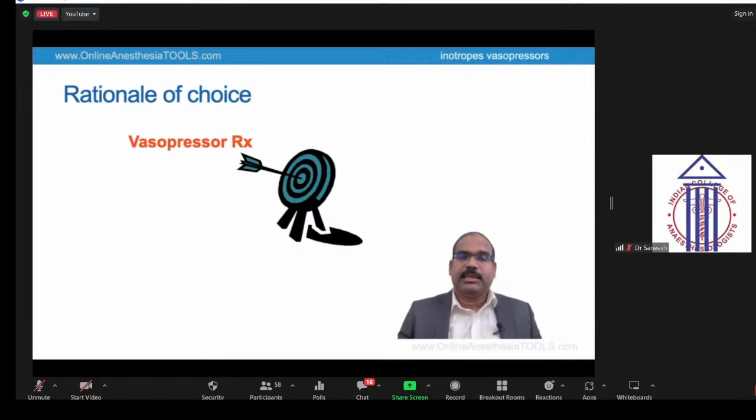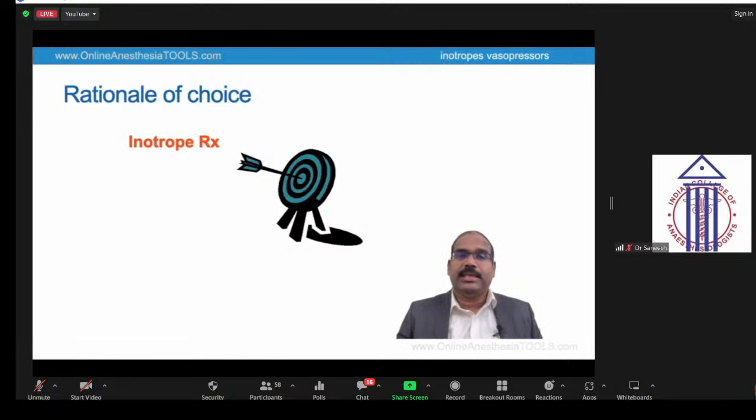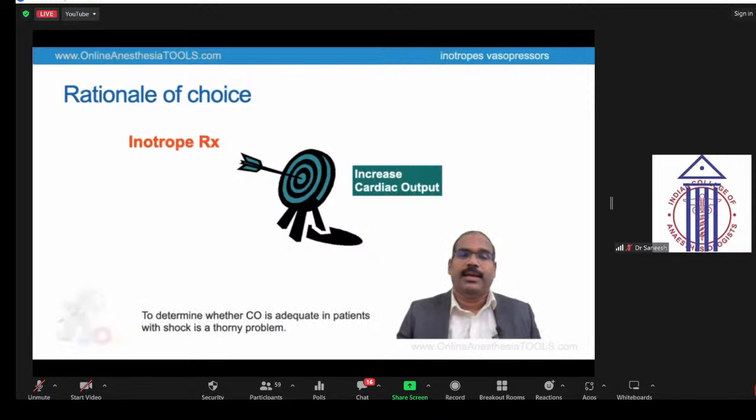How do we choose a vasopressor? Our aim is to restore adequate blood pressure. Of course, I have mentioned that blood pressure does not always equate to blood flow. And when you choose an inotrope, what's your target? To increase the cardiac output. Determining whether cardiac output is adequate in patients in shock is a thorny problem. But nowadays, with invasive monitors and hemodynamic, AI-enabled projections, it seems more rational to look into those parameters and decide on your choice of drug.